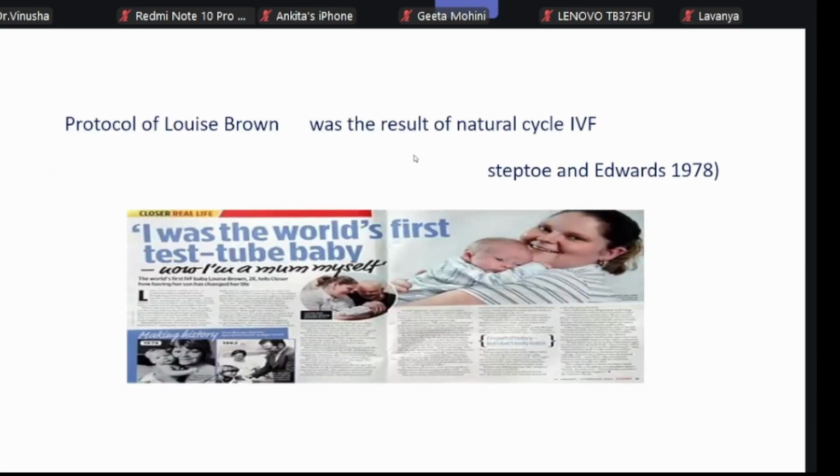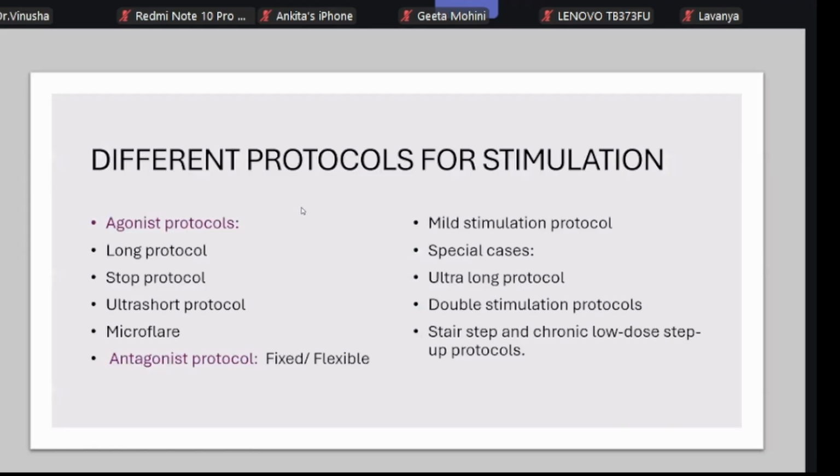The protocol of Louise Brown was the result of natural cycle IVF, which was done by Edwards and Steptoe in 1978. After that, so many advances came. These are the different protocols which we use for stimulating ovaries. The main protocols are the antagonist protocol and the agonist protocol, where we use GnRH antagonist and GnRH agonist. In agonist, again, we have long protocol, short protocol and ultra short protocols. And there are a few special protocols which we use in some cases, like dual stimulation protocol. In poor reserve cases, we do these special protocols.